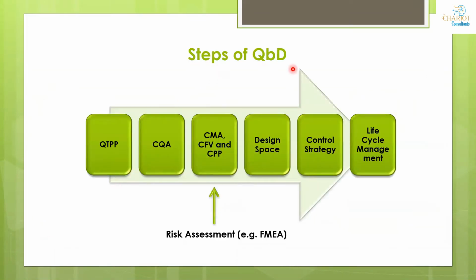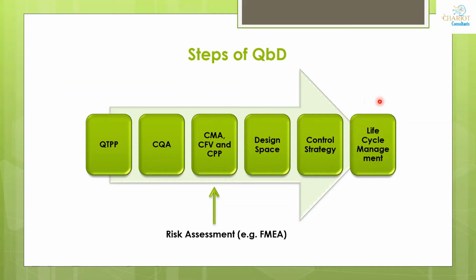So basically these are the steps of QBD that we are talking about: QTPP, CQA, then your CMA, and the CPP, which I told you. CPP also includes the formulation variables that we will talk about. So these will be the CMAs, CFVs, CPPs. Then your design space will come, then your control strategy, and finally your life cycle management.